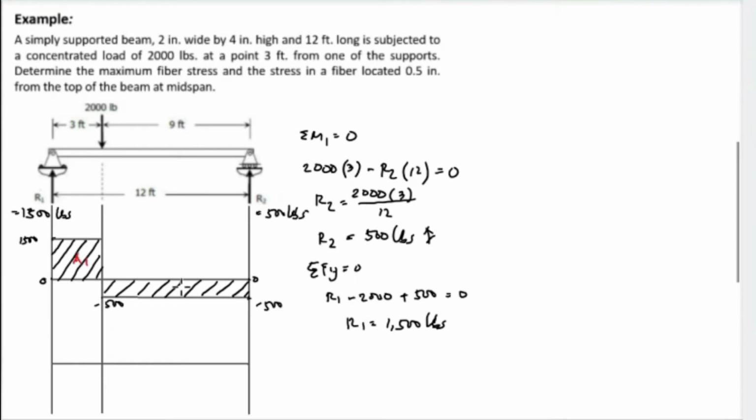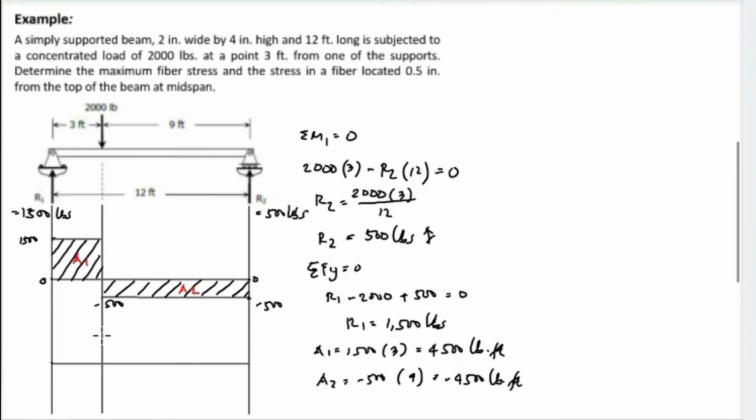So this is area 1, and another one is area 2. And then we solve for area 1 and area 2 to find the value for moment. So area 1 is a rectangle, so we have 1,500 and the length is 3 feet, so multiplied by 3 feet, and 1,500 times 3 is equal to 4,500 pounds foot. Area 1 is positive, while area 2 is equivalent to negative 500 times the length, which is 9 feet. The value is negative 4,500 pounds foot.